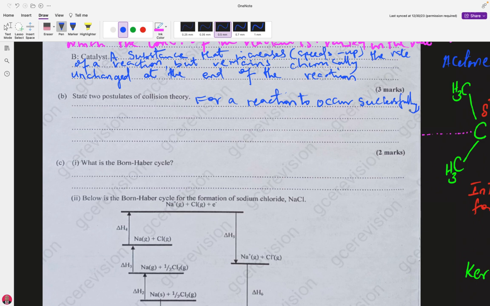For a reaction to occur successfully, the first postulate: the reacting particles must collide in the correct orientation. That's the most important thing. Reacting particles must collide in the correct orientation. The first thing like that is what you are supposed to say.